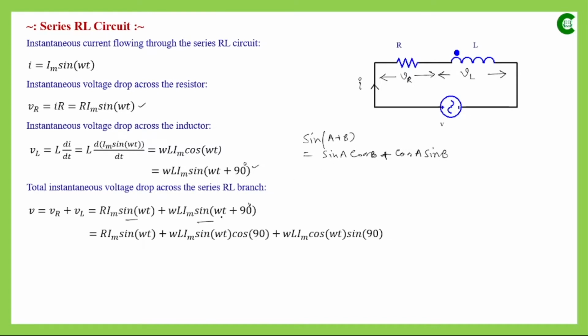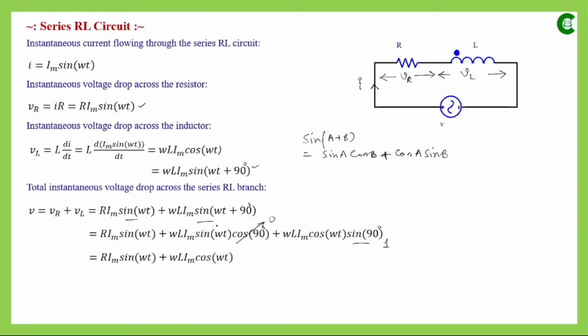So if omega t is assumed as A and 90 degree as B, then omega L Im that was already there with this sinusoidal term. So omega L Im and then sine A cos B, plus again omega L Im, then cos A, meaning cos omega t, and sine B, so sine 90 degree. Now if we put the value of cos 90 degree and sine 90 degree, cos 90 degree we know that value is 0, and sine 90 degree that value is 1.